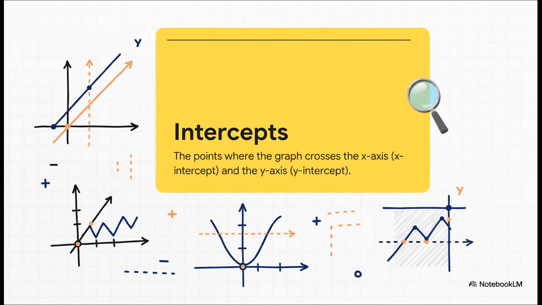So the first key features are the intercepts. Think of them as the most important landmarks on our map. They are literally where our line crosses the main roads, the x and y axes. A lot of the time, if you can just find these 2 points, you can draw the entire line.